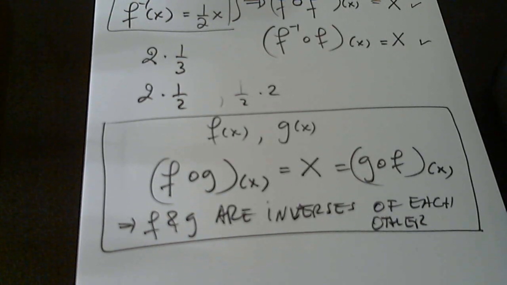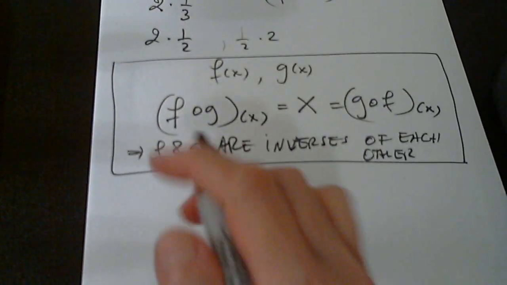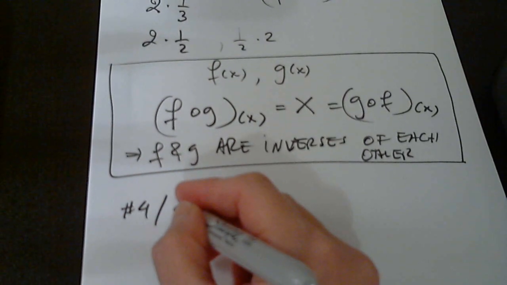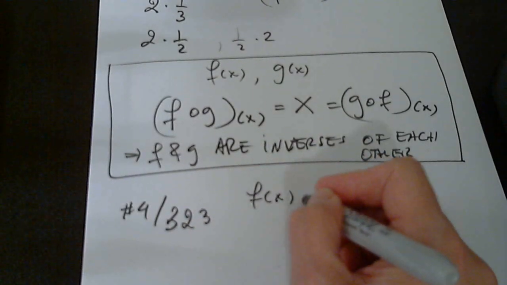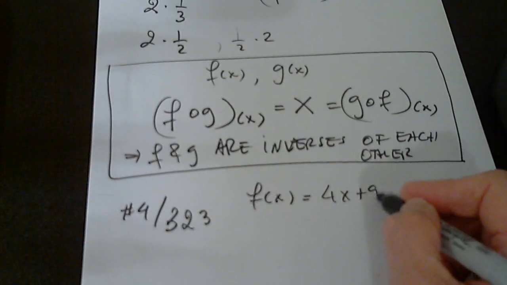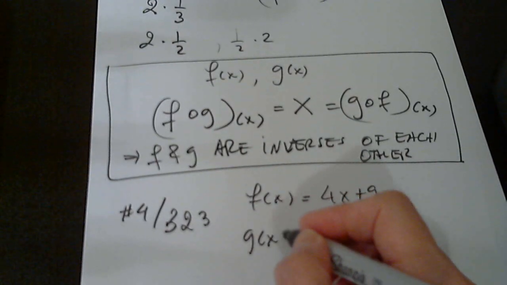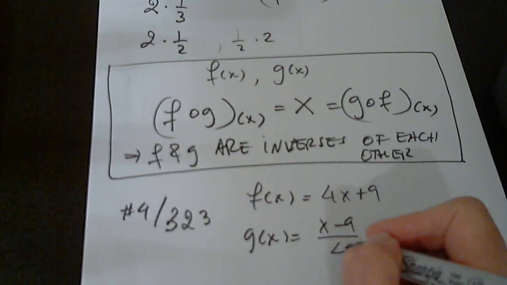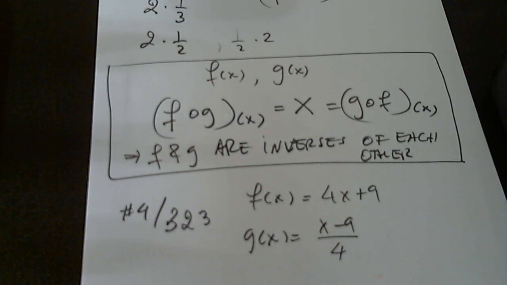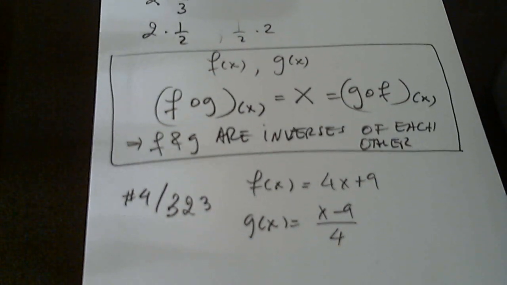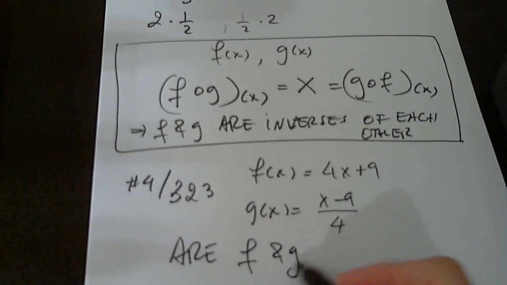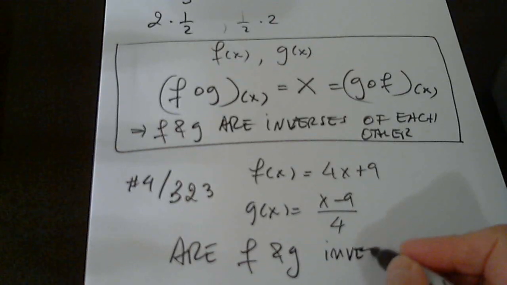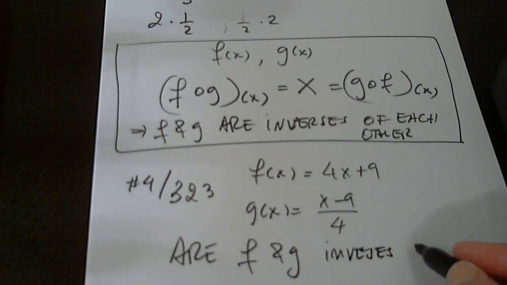I'm looking to find an example. Okay, here it is. Problem 4 on page 323. f of x is 4x plus 9, and g of x equals (x minus 9) over 4. The question is, are they inverses of each other? Are f and g inverses of each other?